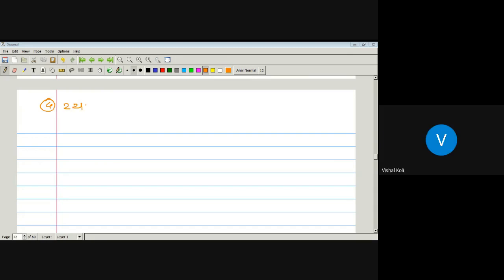No? Then find out this one. Find all the solutions of 221x plus 35y equal to 11.